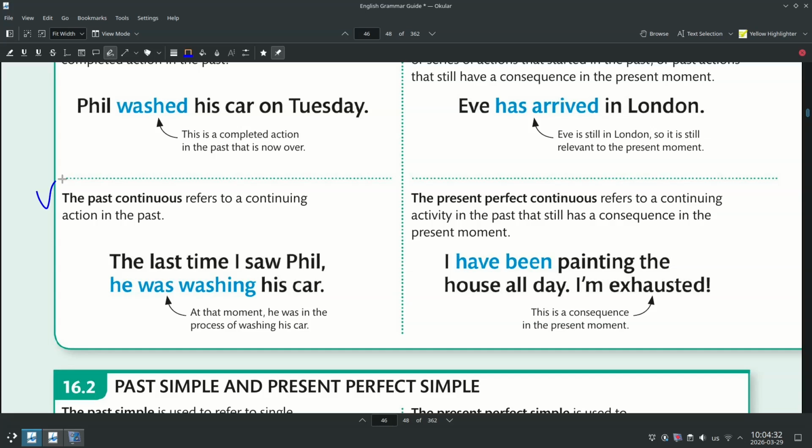The present perfect continuous refers to a continuing activity in the past that still has a consequence in the present moment. I have been painting the house all day. I'm exhausted. This is a consequence in the present moment. We can also call it a side effect.